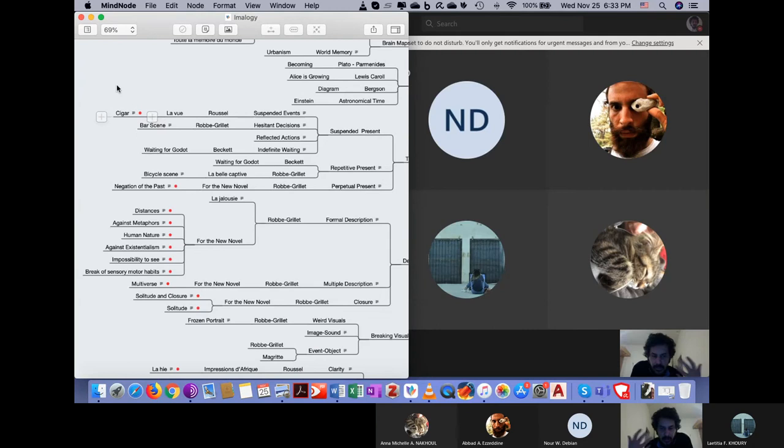While for Robbe-Grillet, the pure presence is something that you get out of the normal way of seeing and out of the vital way of seeing, meaning the way we see when we are in life. So you extract these things.